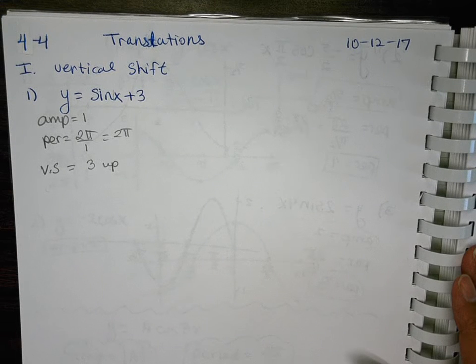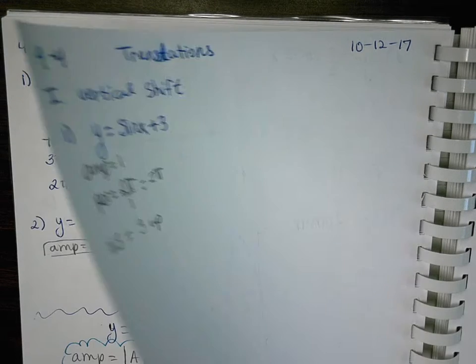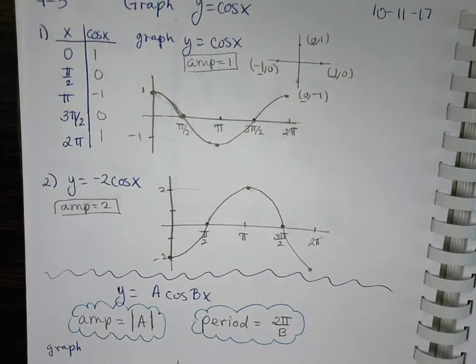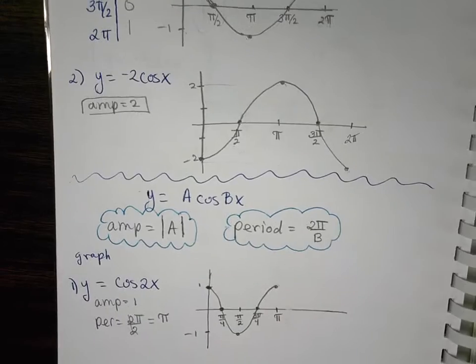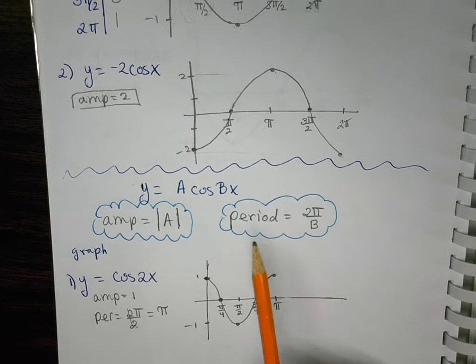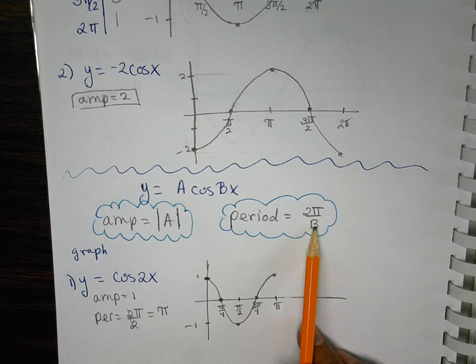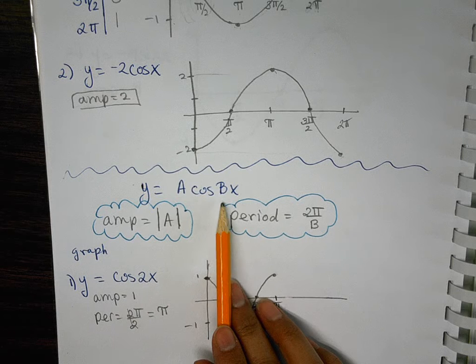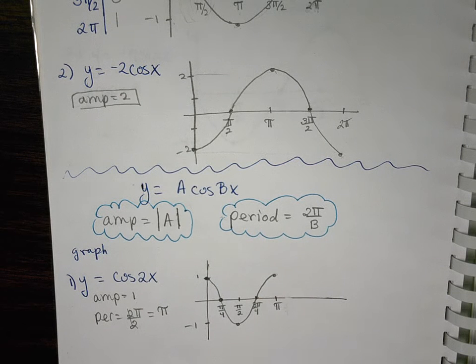Yes. How did you get the 2 pi? That was from yesterday's lesson. Yesterday's lesson, a lot of you were not here for because of the testing. We learned yesterday, so I do want to go over that really quick. Your period length is always 2 pi divided by the coefficient of b. 2 pi divided by the coefficient of b.